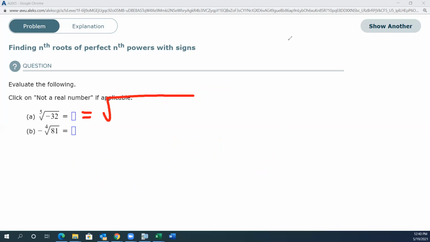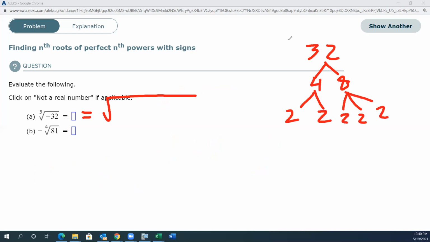factor 32 down to, let's see, that's 4 times 8. And then 4 is 2 times 2. 8 is 3 2's multiplied together. Okay, so I've got that. Hey, guess what? We're looking for groups of 5. And I've got 5 things that are the same.